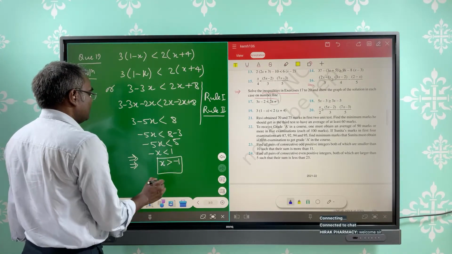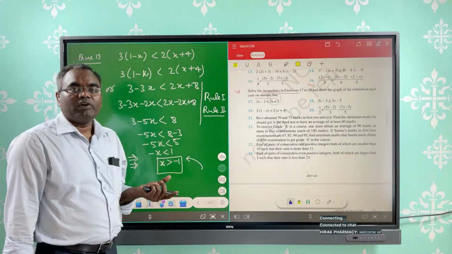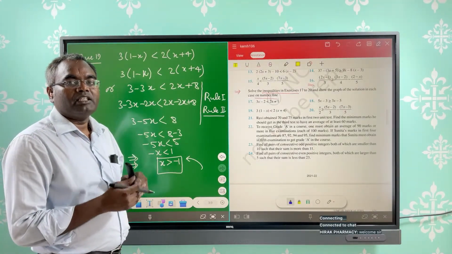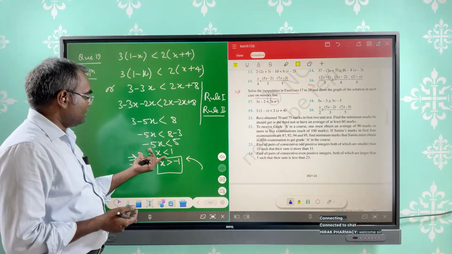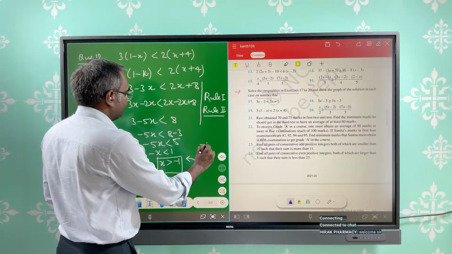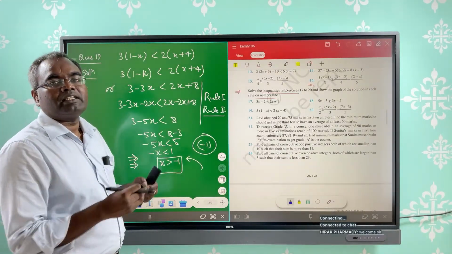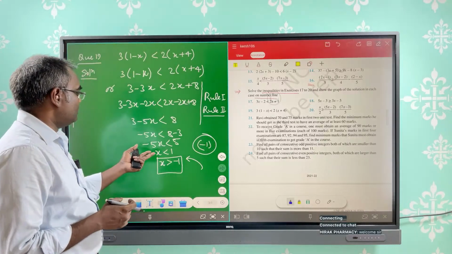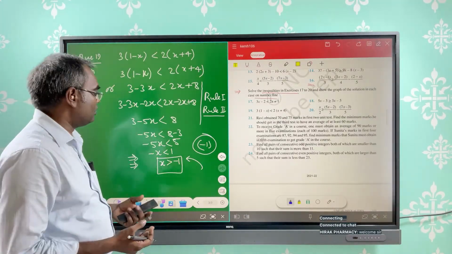Friends, notice here that when we multiply the inequality by a negative number, here we have multiplied the inequality by minus 1 on both sides, the inequality sign is reversed. So less than becomes greater than. So the solution is x is greater than minus 1.